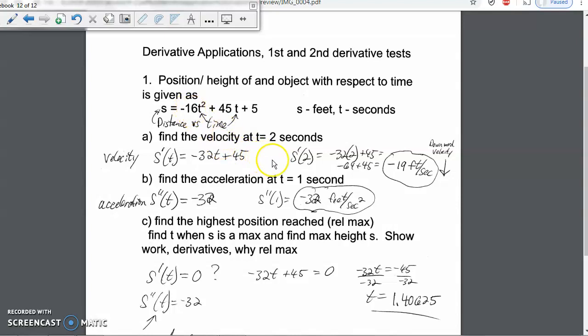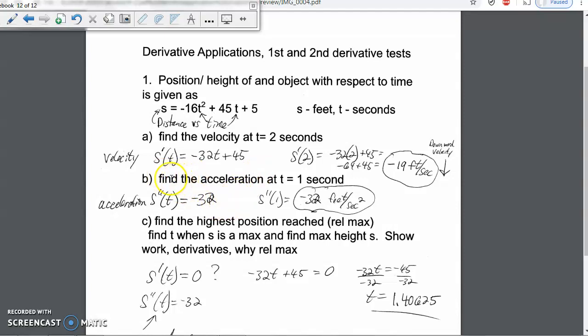In physics, they usually deal with 9.8 meters per second squared, and you would plug in this formula, you'd use 4.9 meters per second, or 4.9 t squared would be the gravitational constant. Here, we'll talk about that a little bit later.